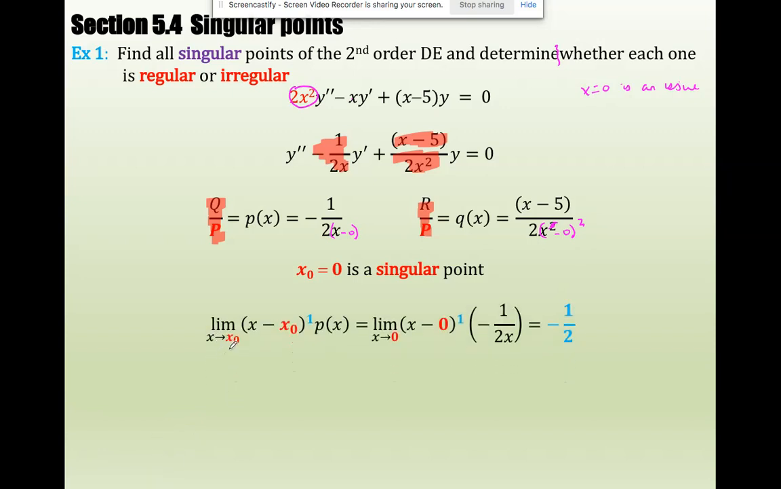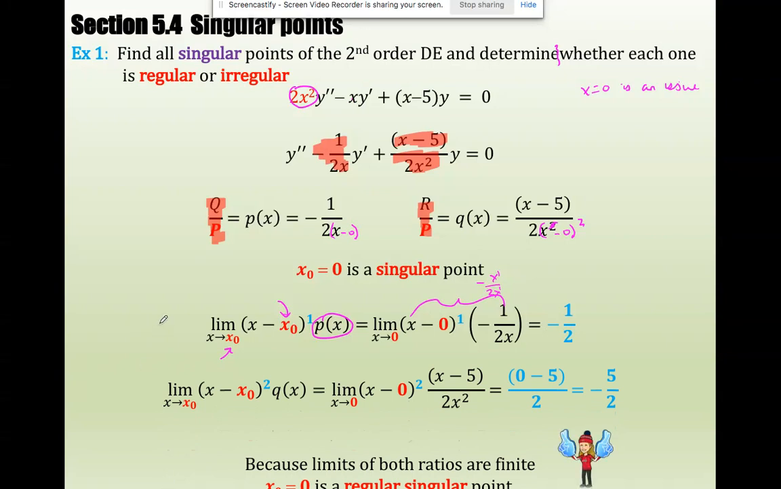So I'm going to take the limit as x approaches x sub 0 of x minus my singular point to the first power times p of x. So fill in x sub 0 here, here, and fill in little p of x there. So that's the limit as x approaches my singular point, x minus my singular point to the first power. What is that limit? Right? This part simplifies to negative x over 2x. What is that limit? Powers are the same. Limit is negative 1/2.